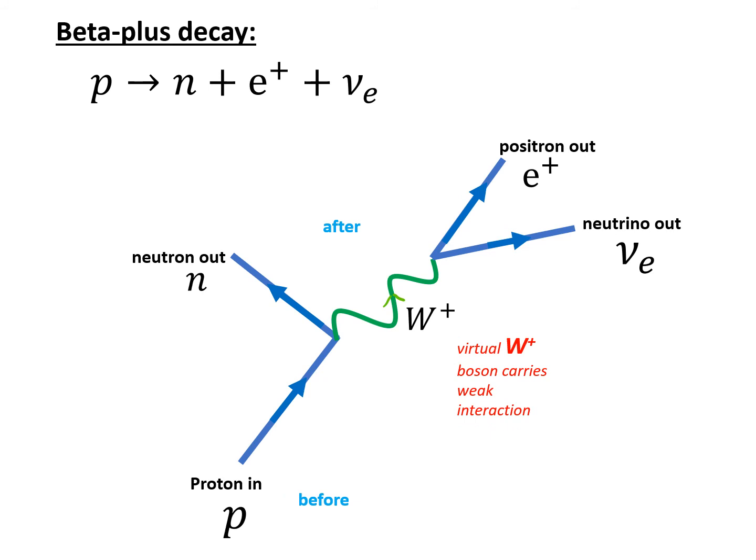Beta plus decay is going to be the same thing, except that now we started with a proton, so we've got a proton on the bottom, and we have a neutron, a positron, and a neutrino on the other side. This time the key difference is that we have a W plus particle as the virtual boson, because the proton has to give its plus charge to the positron for it to take it away.